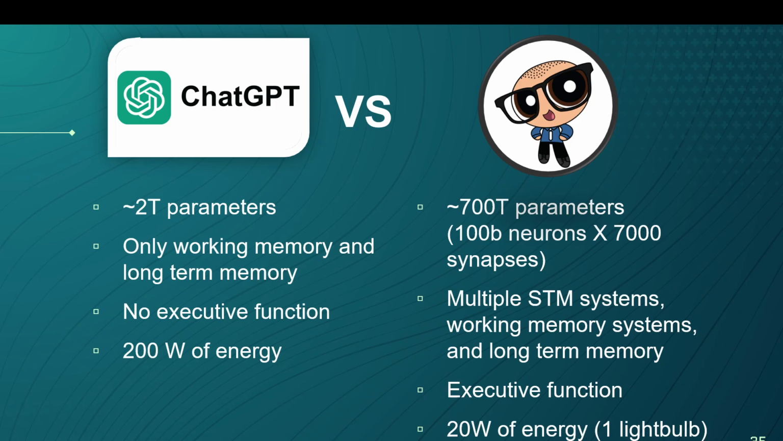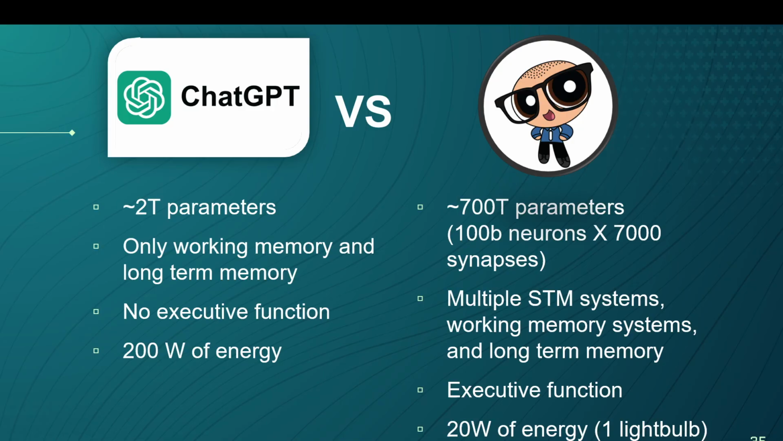It didn't have any form of executive functioning. It didn't have any real form of memory other than just a short working memory that can hold a certain amount of words in its mind at a time. And it was pretty energy intensive to run that query. It took about 200 watts while it's thinking. That's about what it's using up.